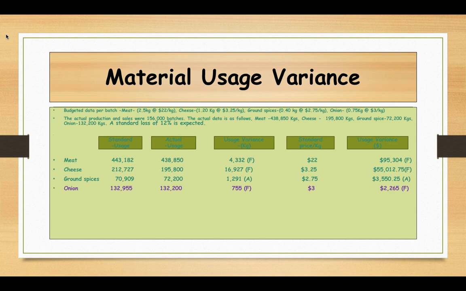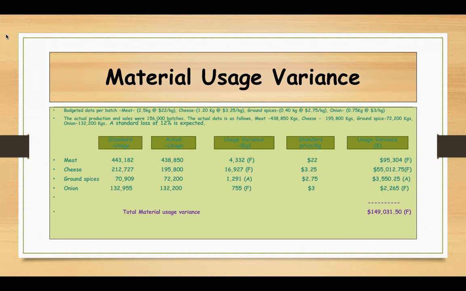So the usage variance in dollars for onions is $2,265 favorable. So the total material usage variance is $149,031.50 favorable. So I'll quickly repeat this one here. The only difference is to calculate the standard usage.